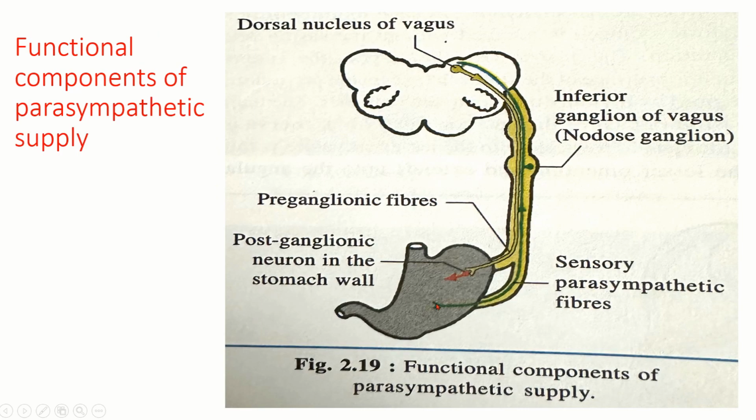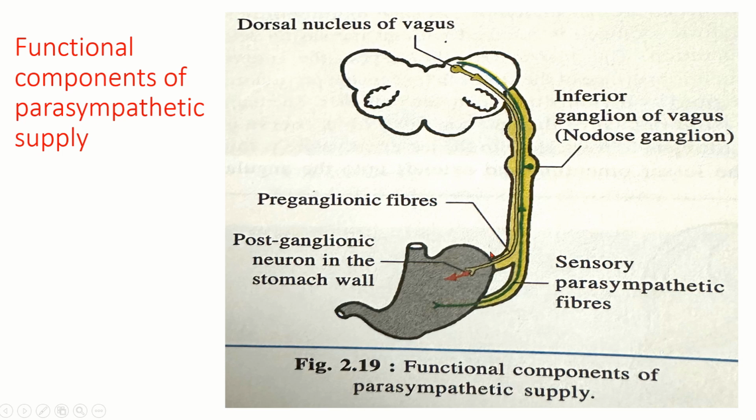Functional components, you can see here the sensory component going through the vagus nerve. The neurons are located in the nodose ganglion. They actually carry nausea and vomiting sensation. The pain is carried by the sympathetic, whereas nausea and vomiting is carried by the parasympathetic.